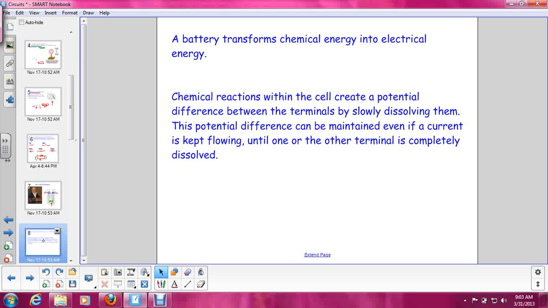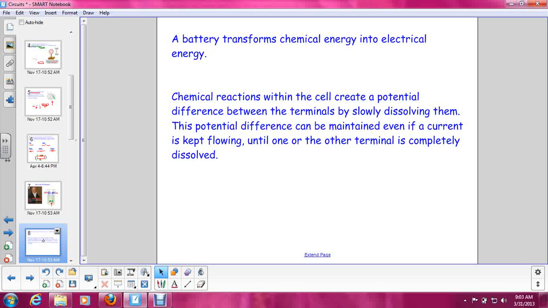If we connect those two terminals, we call them terminals, with something that conducts electricity, that will allow excess electrons to flow through it. And the flow of electrons through a conductor is electricity. This will keep happening until one of these terminals is dissolved.